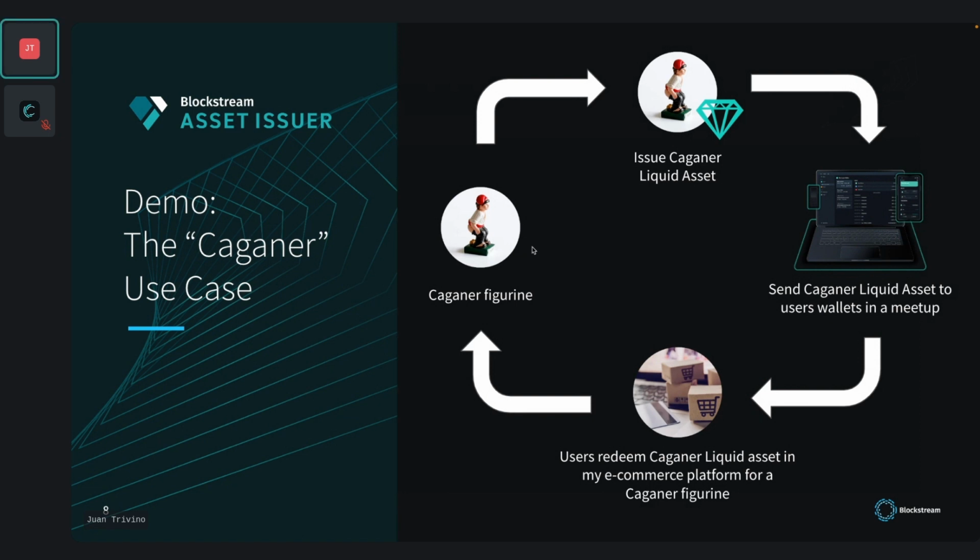So in my use case, I have a store and I build these Cagané figurines, but when I go to an event, I want to be able to give some type of voucher to people so they can redeem it for Caganes. So I create a Liquid asset that represents that Cagané. When I go to a meetup, I can send that asset to people, and they can receive it in their wallets. Then with that, they can access my e-commerce platform and redeem that token for a Cagané figurine.